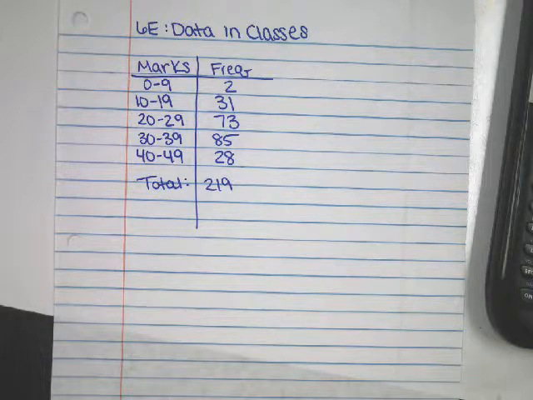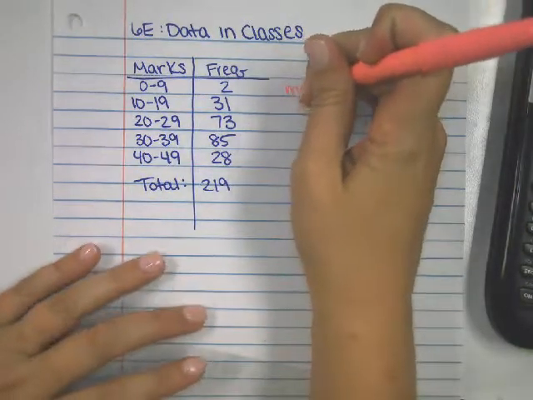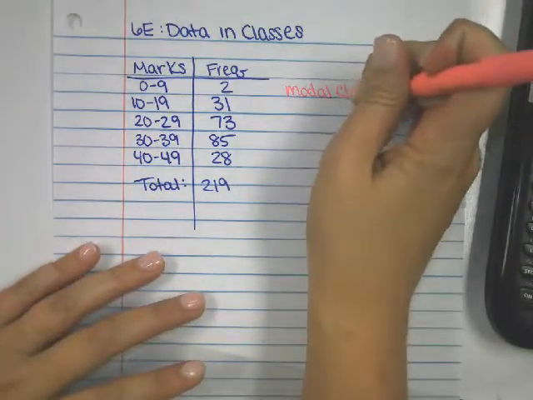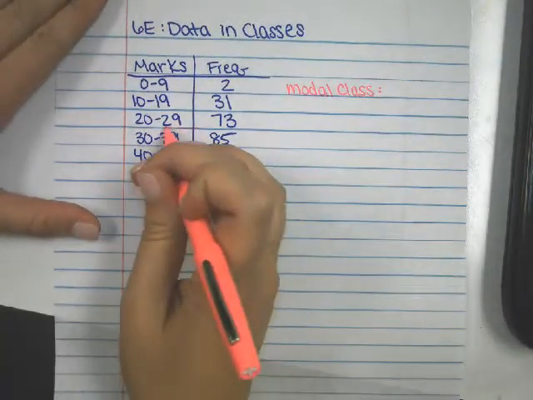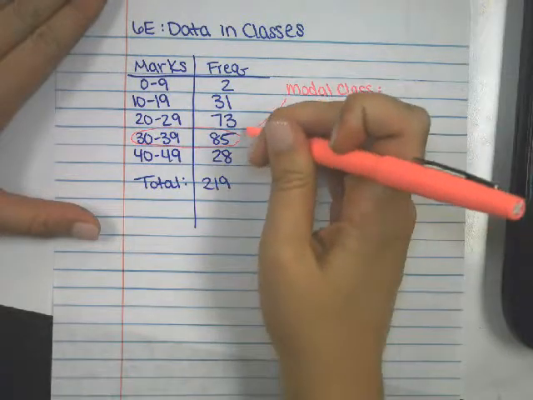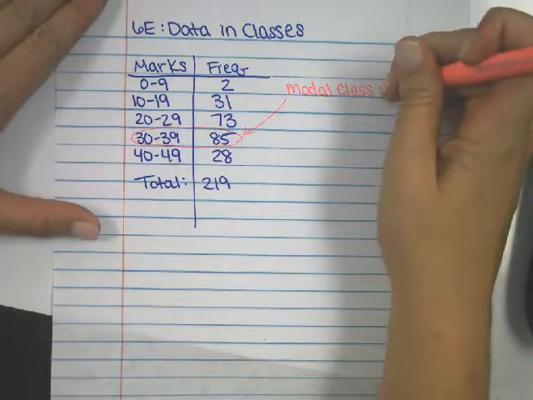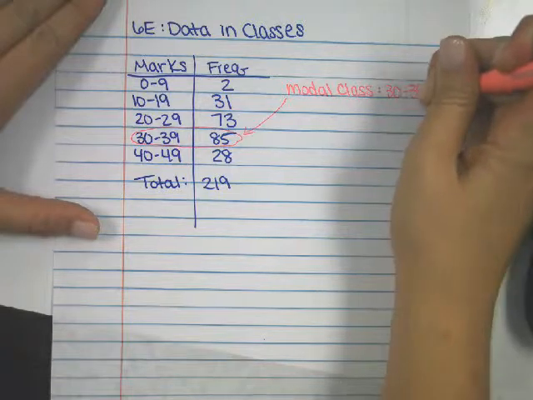So mode, in this case, is going to be modal class. So we're looking for which category of data occurs the most, and so that's going to be this category. Our most occurring class was 30 to 39.